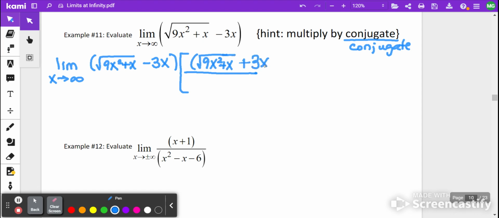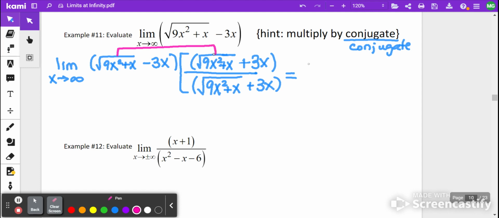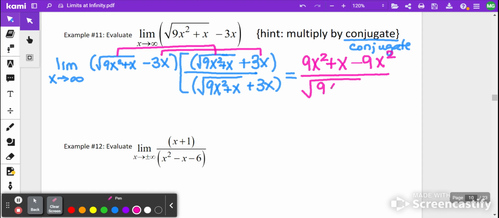plus 3x. And we're going to do the same thing in the denominator because again, that's how we multiply by 1. Even though it doesn't look like 1, it's equal to 1. And we're going to clean it all up. Now remember, when we have conjugates, we really just have to multiply the first and the last because the outer and the inner will cancel each other out. So the first multiplied together give us 9x squared plus x. Outer and inner cancel each other out. We have negative 3x times positive 3x, which is negative 9x squared, all over the square root of 9x squared plus x plus 3x.